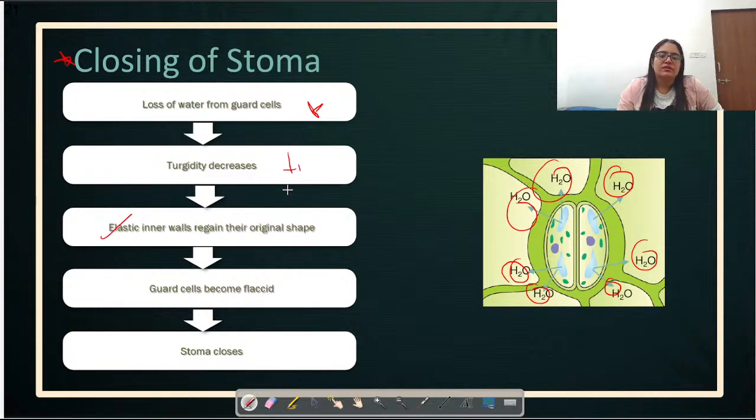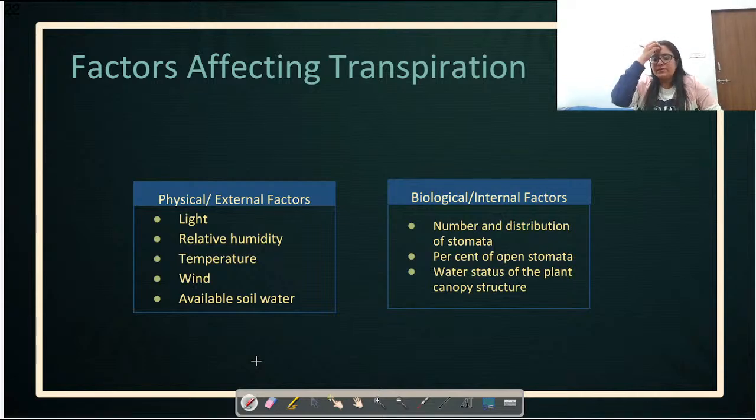right, will get closed. So the elastic inner wall regains its original shape like this, right? So no more crescent shape now, and guard cells become flaccid because of the loss of water, and the stoma closes. That means now the stomatal aperture won't be exposed. Yep, so that's what I wanted to explain, how a stoma opens and closes.